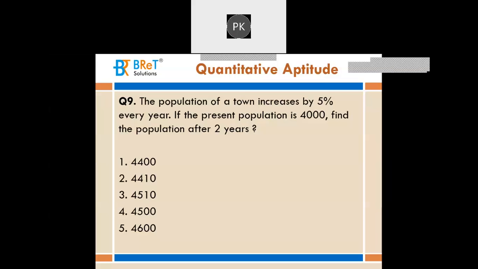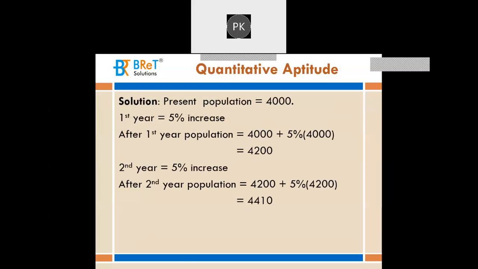Now your regular solution will be like this. Current population of the town is 4,000. That is given. In the first year, it increases by 5%. So after the first year, the population will be the initial population plus 5% of 4,000, which is 4,200. So for the next year, this 4,200 will become the referential one.